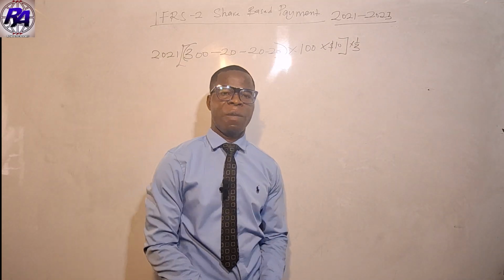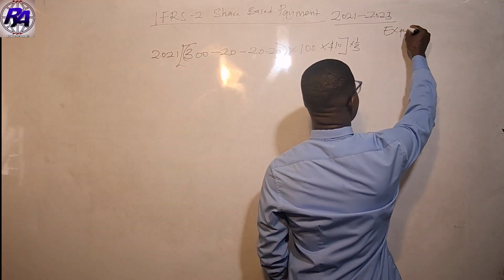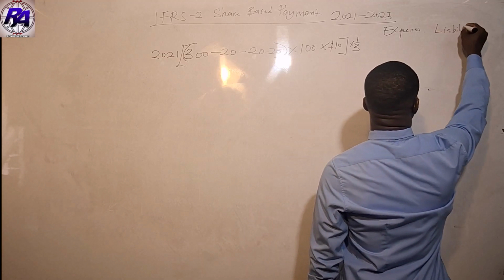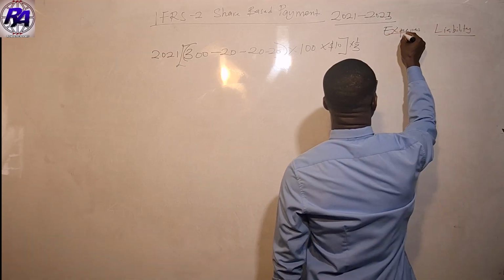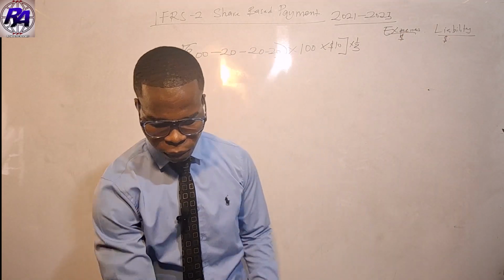So we multiply everything by 1/3. Once we've done this, we should get the expense and the liability. We should get the expense and liability all in dollars. All in dollars. So let's do the calculation.